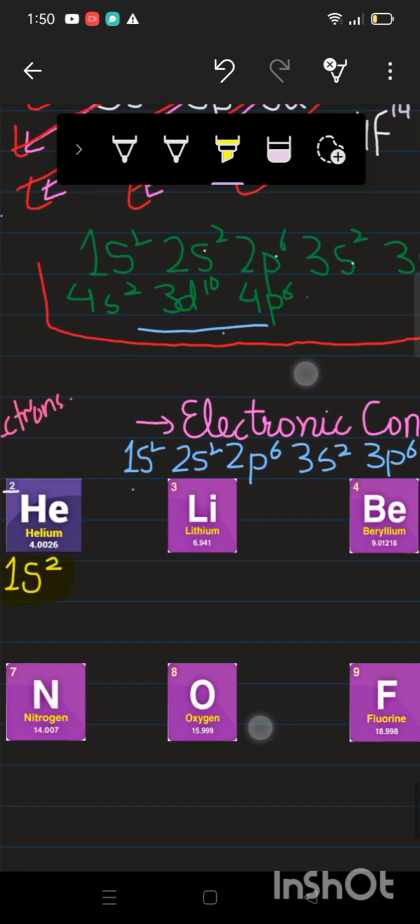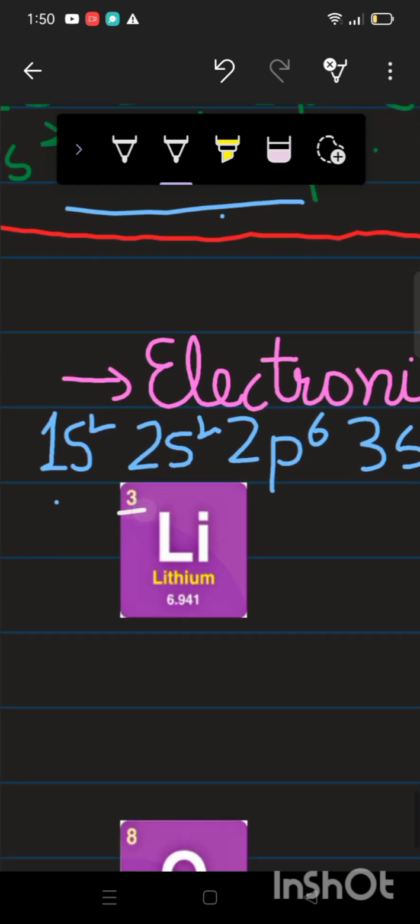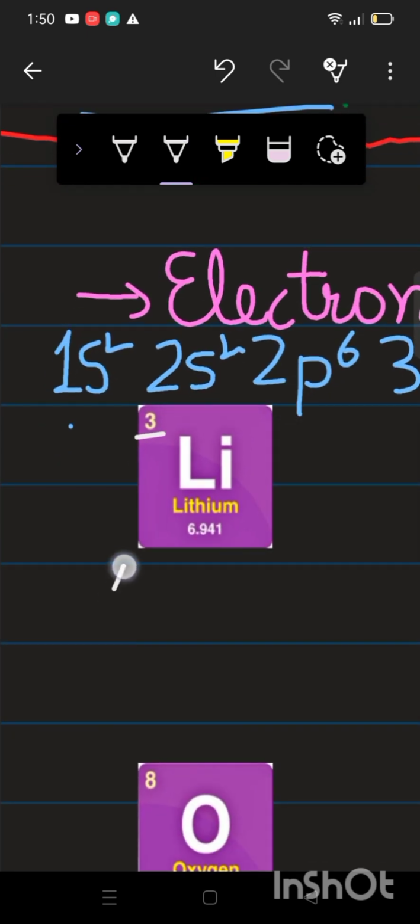Now we are going towards lithium, and lithium has 3 electrons. Alright, so we know that initially 1s2 would be filling, and it has already held 2 electrons, right? Now 1 electron is remaining, since we know that 3 electrons are there in the lithium element. So 2 electrons have been filled by s.